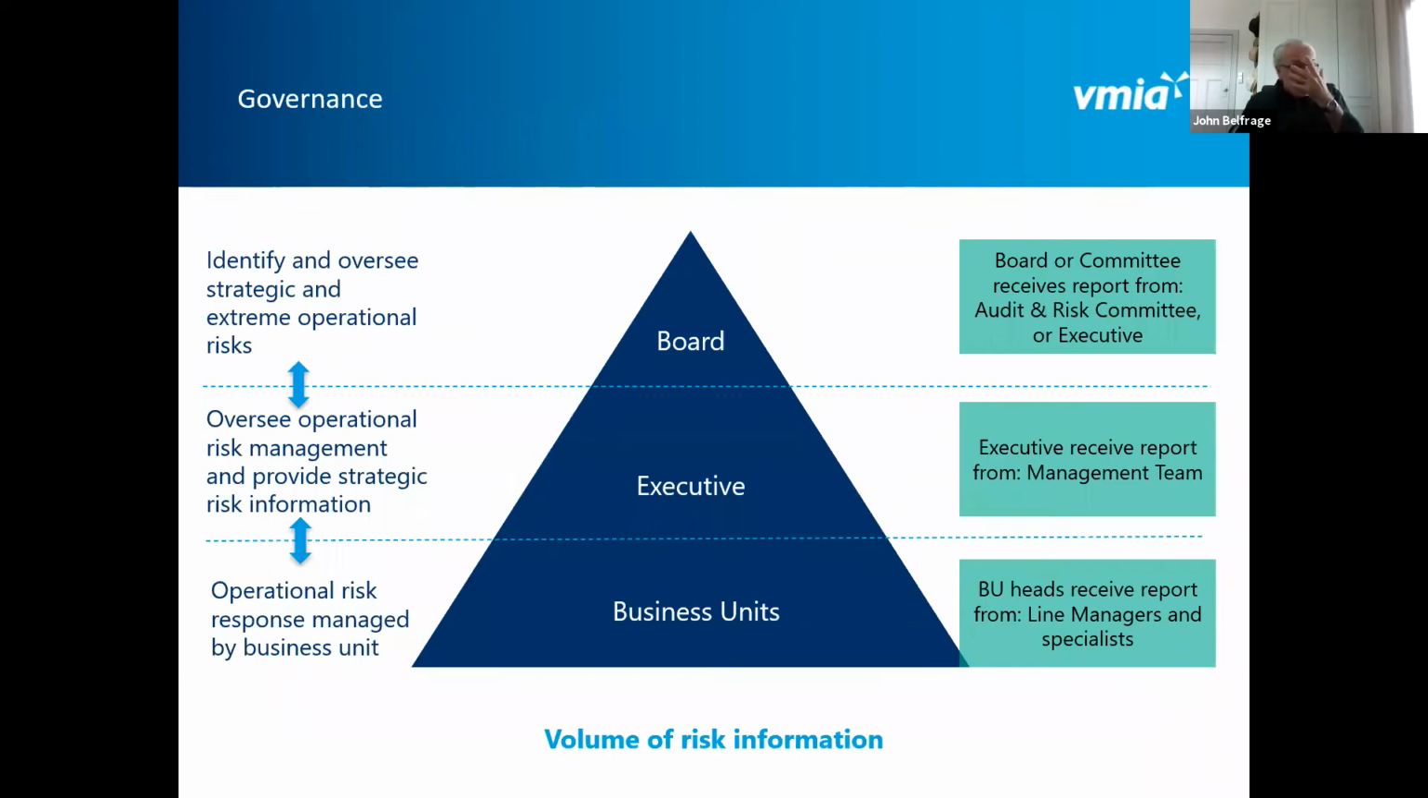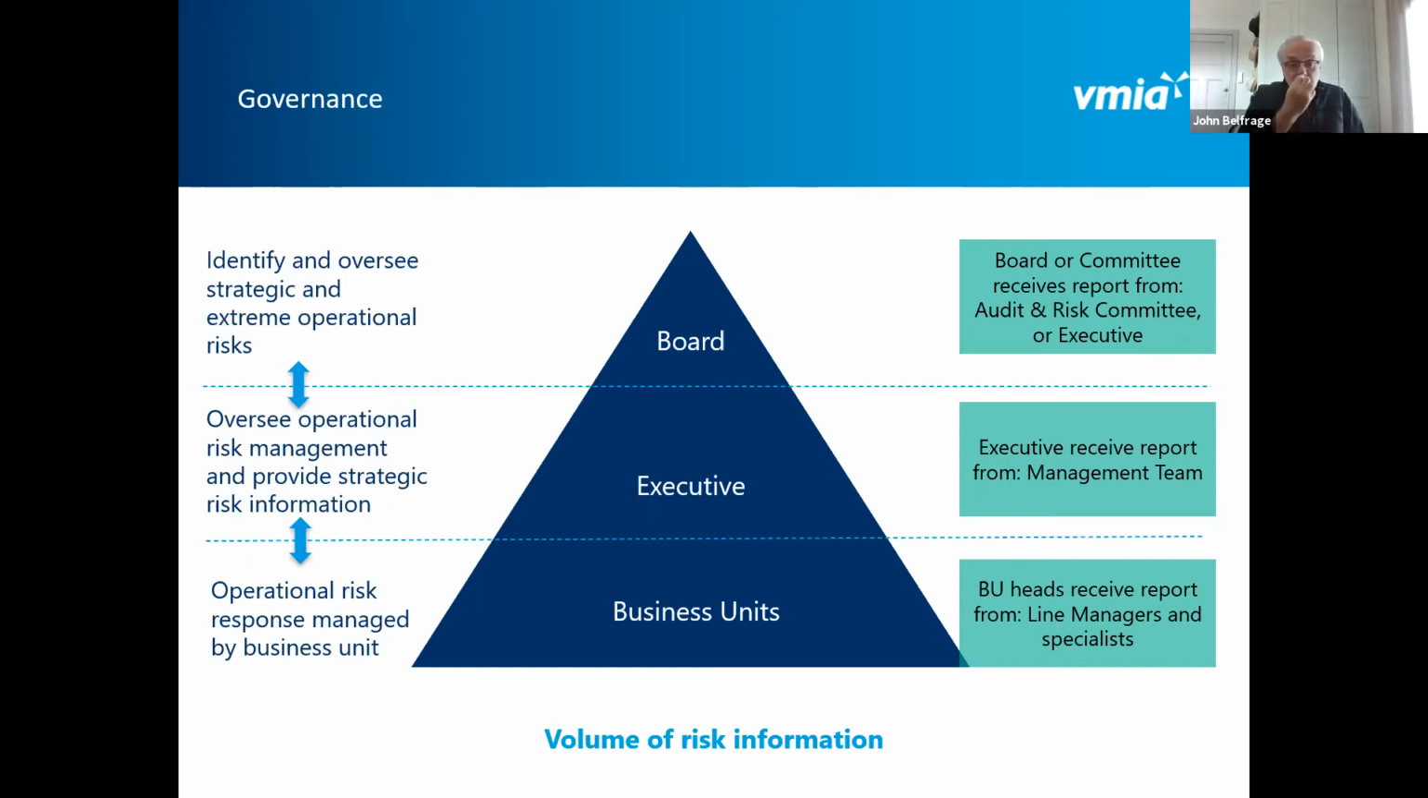So this diagram is trying to give you an overview of the governance arrangements, if you like, in a single slide, looking at the volume of risk management information or risk information being generated down at the business unit level or the department or the service level. And that requires obviously an operational risk response managed by each business unit. And the people who are closest to where the risks arise are the people who should be managing the treatment of those risks.